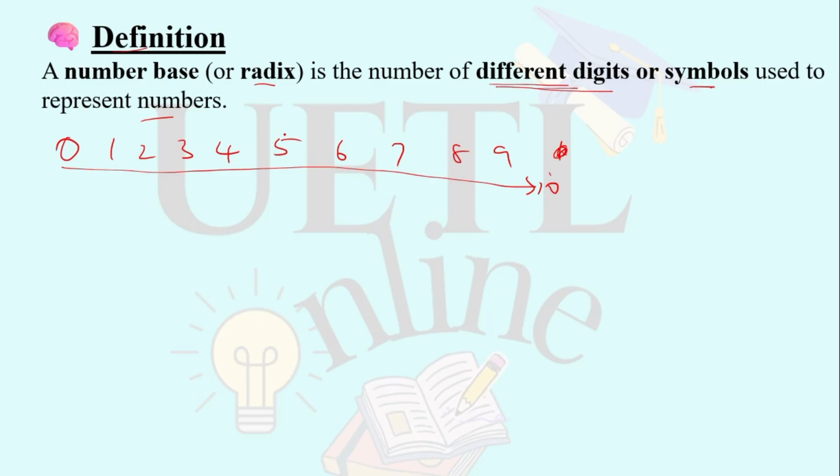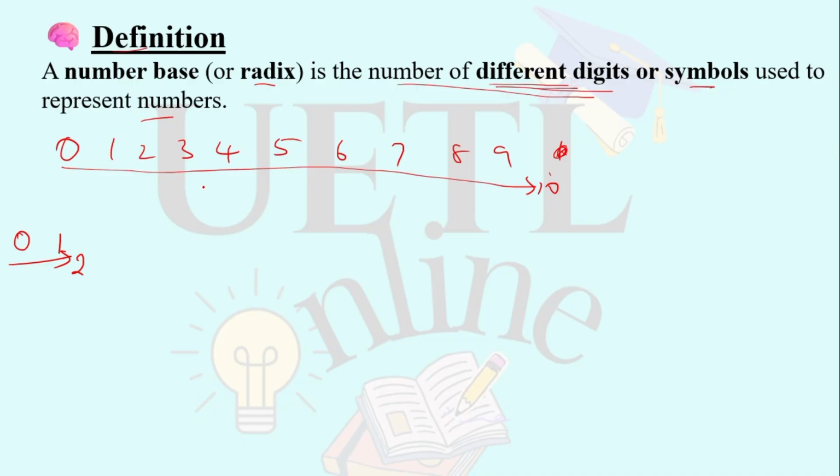If we use only 0 and 1, our number is going to be in base 2. If we use 0, 1, 2, our number is going to be base 3. This is the number of different digits or symbols. If we go to base 16, we use 0 to 9 and A, B, C, D, E, F, so they become 16.